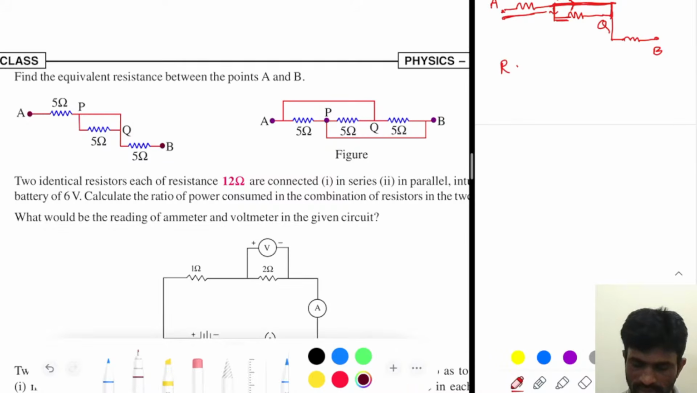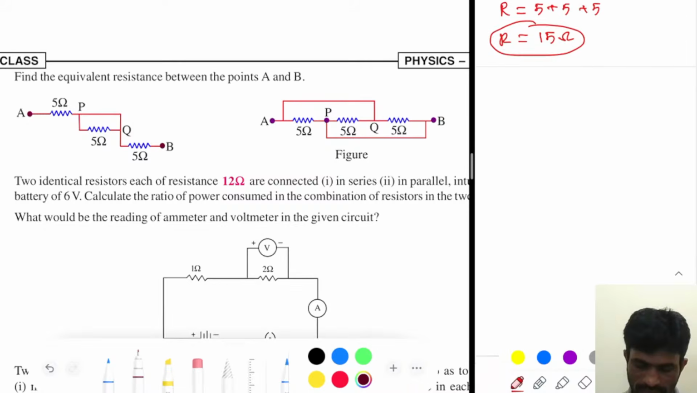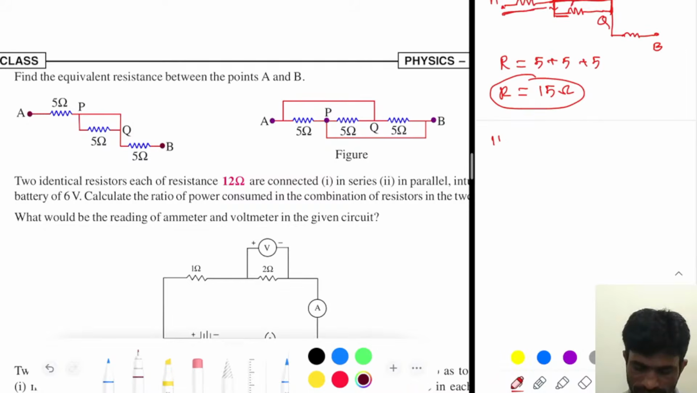Then R will be equal to 5 plus 5 plus 5. So it is going to be 15 ohms in the case 1. In case 2, in case 1 it is 15 ohms.